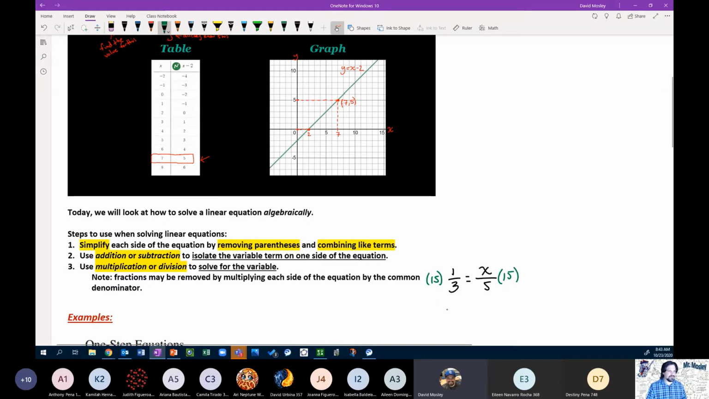I'll end up with 15 over 3 equals 15x over 5, which when we simplify, 15 divided by 3 is 5, and 15 divided by 5 is 3. And so I get whole numbers, which are much easier to maneuver and work with within equations. So that's what this note means. I can get rid of fractions if I want to. So these are guidelines. These are steps for solving linear equations.